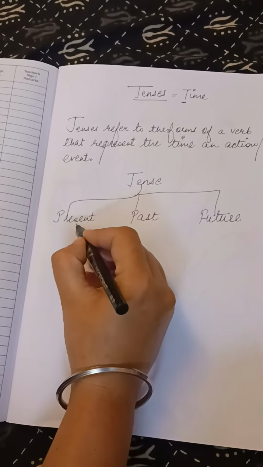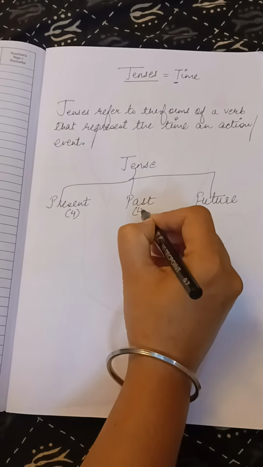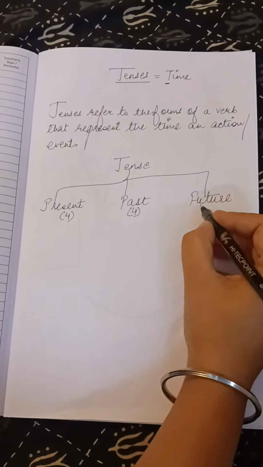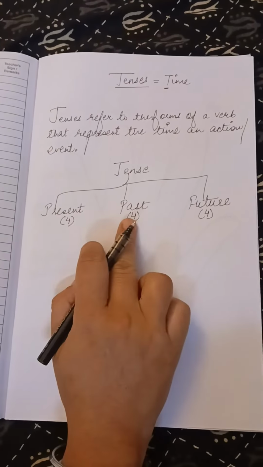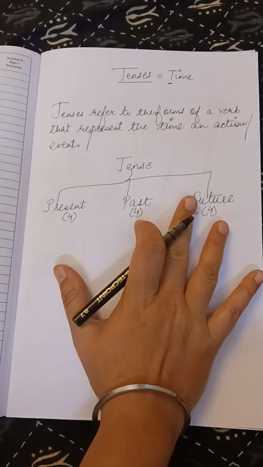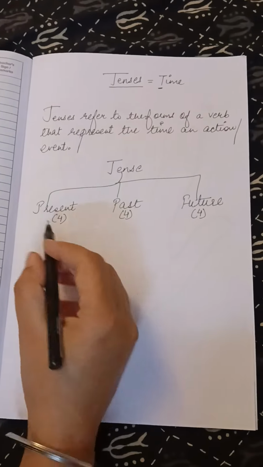So, present tense said, okay, I will have four sons. Past tense said, okay, I will also have four sons. Future tense said, okay, I will also have four sons. 4 plus 4 plus 4 is equal to 12 tenses in total. Let's learn the names of these 12 tenses now.